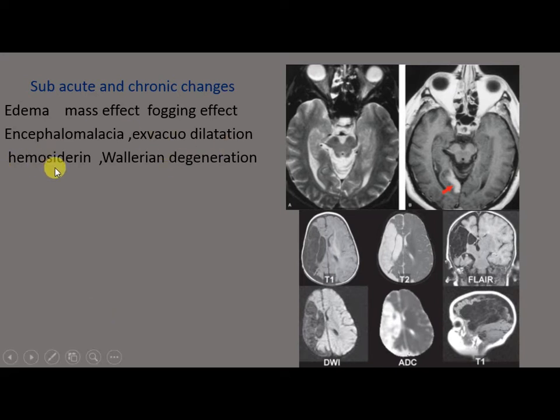You can see hemosiderin in the chronic phase due to accumulation of blood products later on due to hemorrhage. Wallerian degeneration also could be seen, causing atrophy of the cerebellar peduncles.